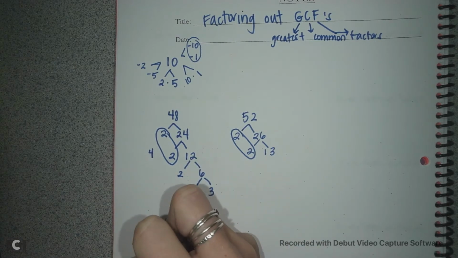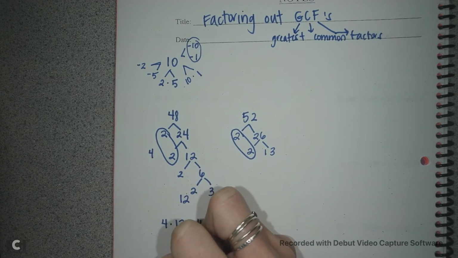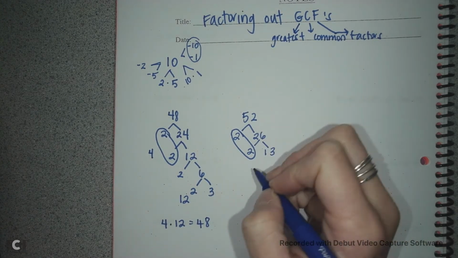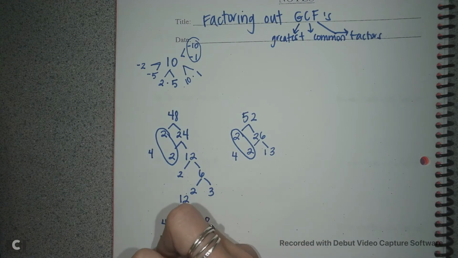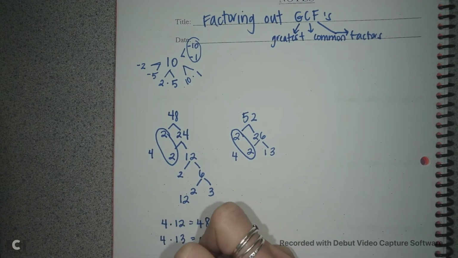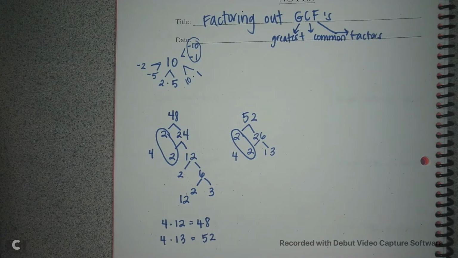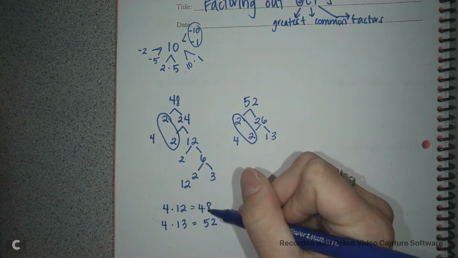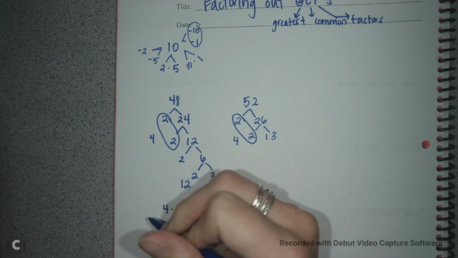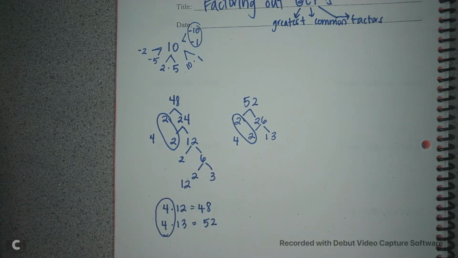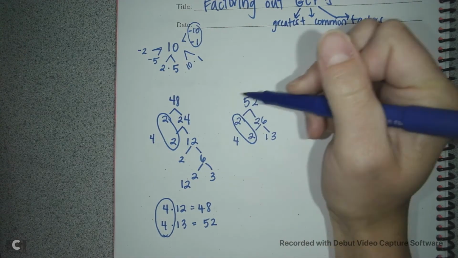So 4 times 12 equals 48. And then here the same thing, 2 times 2 is 4, and then 13 is there. So 4 times 13 is 52. So between the two numbers, 48 and 52, the biggest or greatest common factor is 4. So 4 is in both 48 and 52, and it's the largest number that 48 and 52 share. And I did this by looking at factor trees.